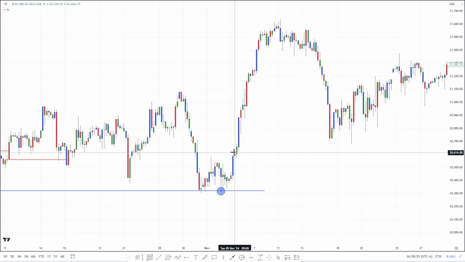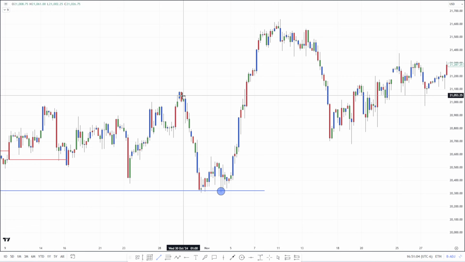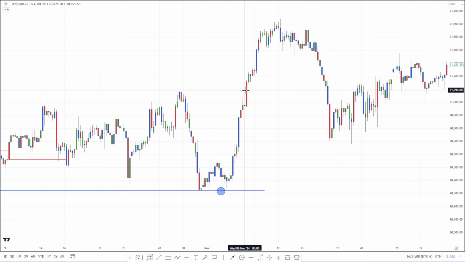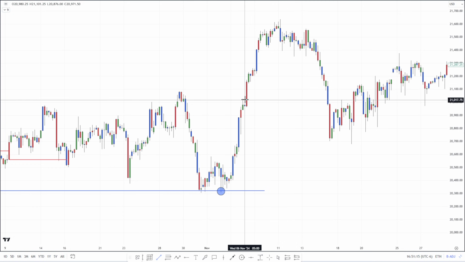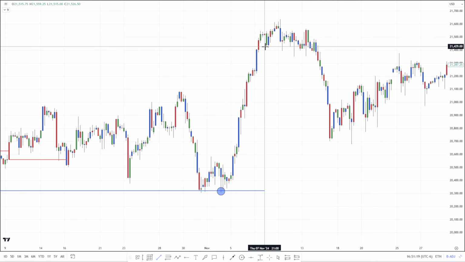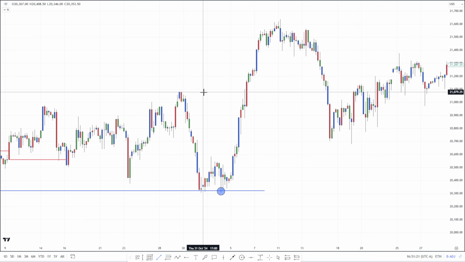9 o'clock now closes above this high. 5 o'clock runs this high. 9 o'clock closes above this opening price. We didn't CSD and just run the high and reject, closes above. Higher prices. Okay.